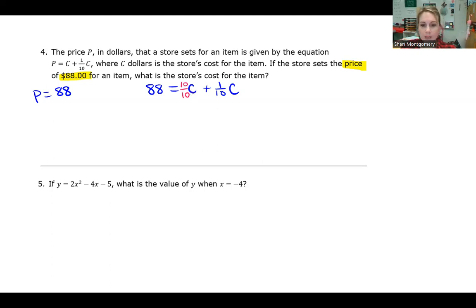So now if I put those together, if I have 10 and 1, how much does that make? 11. 10 plus 1 is 11. It's still over 10. So I put the C's together. Well, now I need to undo this fraction that is over here. So I'm dividing by 10. So let's multiply by 10.